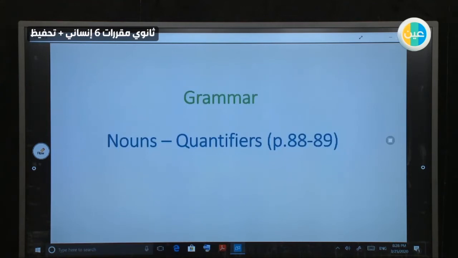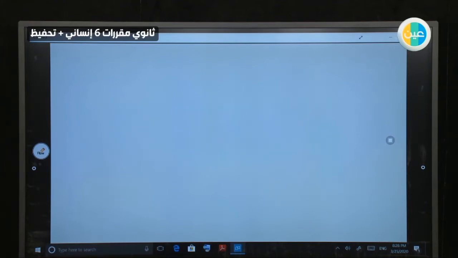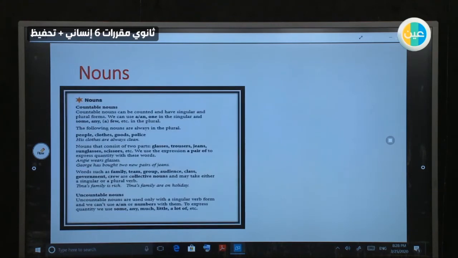Okay. You have another grammar topic here, which is nouns and quantifiers. As we know, nouns are of two kinds, countable nouns and uncountable nouns. Countable nouns means you can count them, you can make them singular and plural, like book, books. You can say a book, or the book, one book or 100 books. Okay, so we will not go so deep in this because it's already been covered many times. Please go back to page 88 and you will find a full explanation of countable nouns.